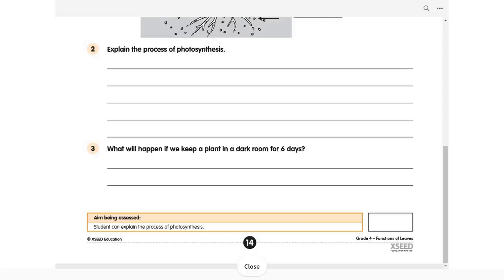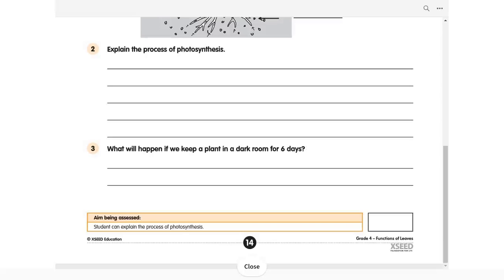Okay. Third question, what will happen if we keep a plant in a dark room for 6 days? It must die, isn't it? The answer is, if a plant is kept in a dark room for 6 days, it will not live long because it needs sunlight to make food.